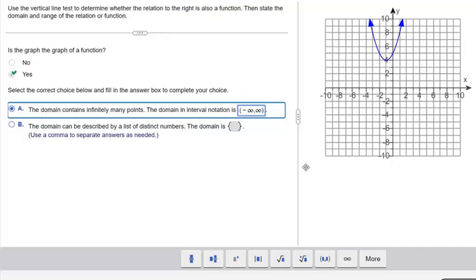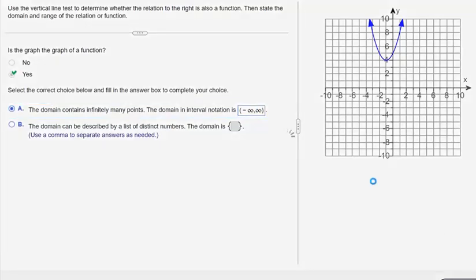If we want our domain to stop at 4 and x equals 4 was possible, I'd use a bracket. If x equals 4 was impossible, though, and everything slightly to the left of 4 is possible, that's where we'd use a parenthesis. For this one, infinity, parentheses.